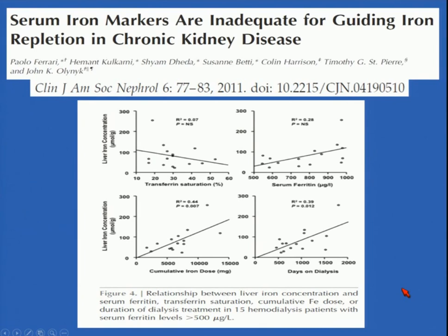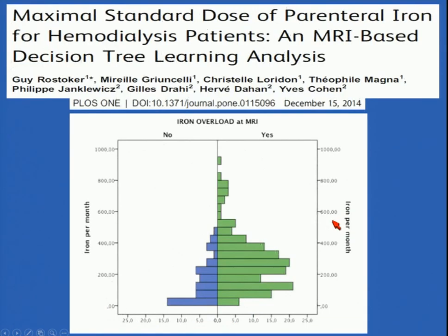Not surprisingly, at least in my opinion, MRI liver content most closely correlates with serum ferritin level and with cumulative iron dose. This was a study that was published in 2011 looking at serum iron markers as a correlate for liver iron concentration based on MRI, and as you can see here, there's really very little correlation with transferrin saturation, very little, no statistically significant correlation with serum ferritin, but there was a statistically significant correlation with the cumulative iron dose, and with the dialysis vintage. In other words, the longer you're on dialysis, the more likely you're getting IV iron, and therefore the greater likelihood you are to have a larger cumulative iron dose.